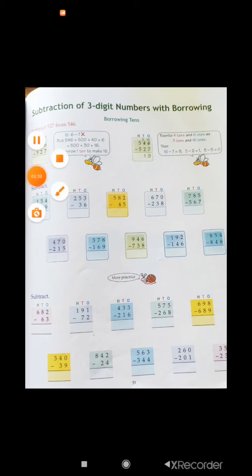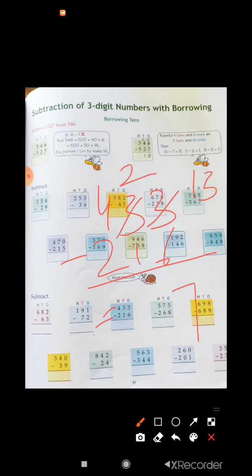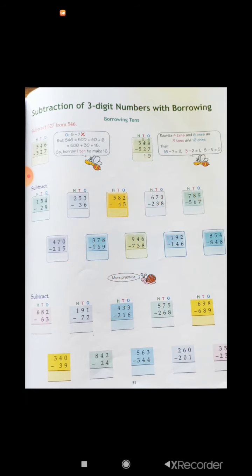Now next question, 433 minus 216. This question we are doing. Now 3 is less than 6. Take borrow from 10 side. Here will be 13 and here 2. 13 minus 6 is 7. 2 minus 1 is 1 and 4 minus 2 is 2. The answer is 270. Like this you have to do all questions yourself in homework. I hope you understood this one.